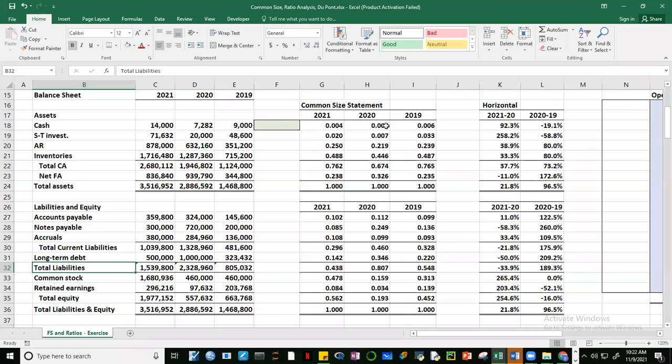Okay, how's your common size statement, guys? Kindly chat, please, if you're done. Were you able to follow along and compute for the common size statement? So far, okay, thank you. So far, only 3-4. Okay, so only a small percent of the class has already completed their common size statement. I hope to get the responses of the other students.